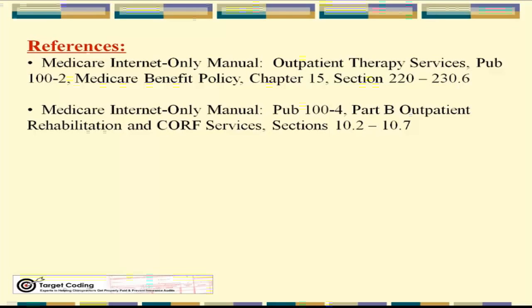This is the Medicare Benefit Policy Manual, Chapter 15, Sections 220 to 230.6. You must check that out if you're going to be reporting these codes. The other one is Publication 100-4, Part B, Outpatient Rehab and CORF Services, Sections 10.2 to 10.7. Please check those out.